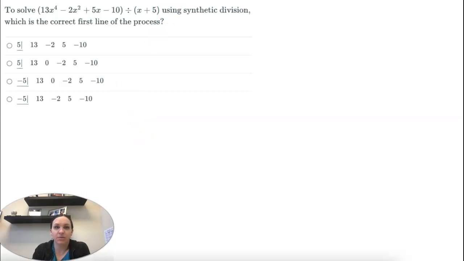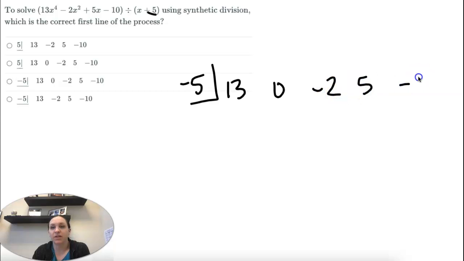Oh, this is just another one where we're setting it up. So negative 5, and then we're skipping. Remember? 13, 0, negative 2, 5, negative 10. We've done a lot of those. Don't forget the 0 because we're missing the x cubed.